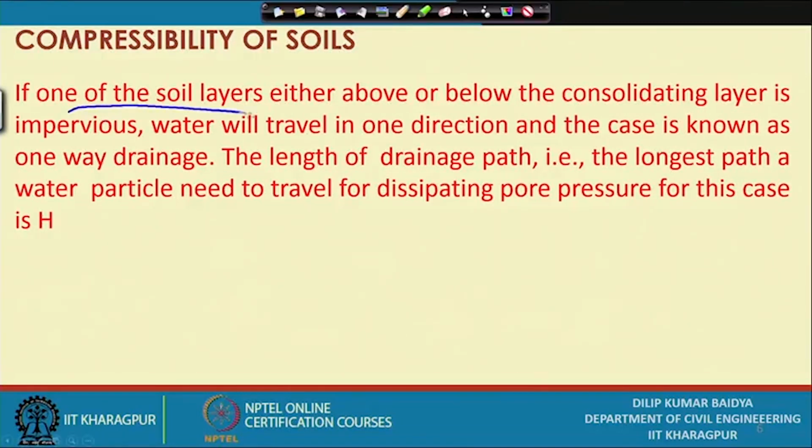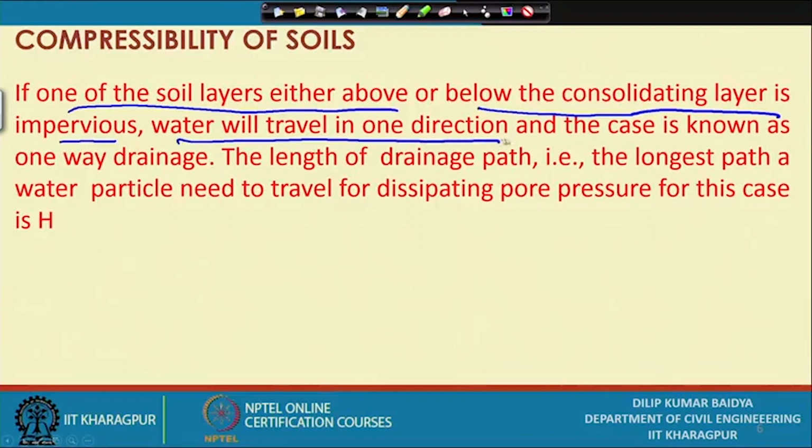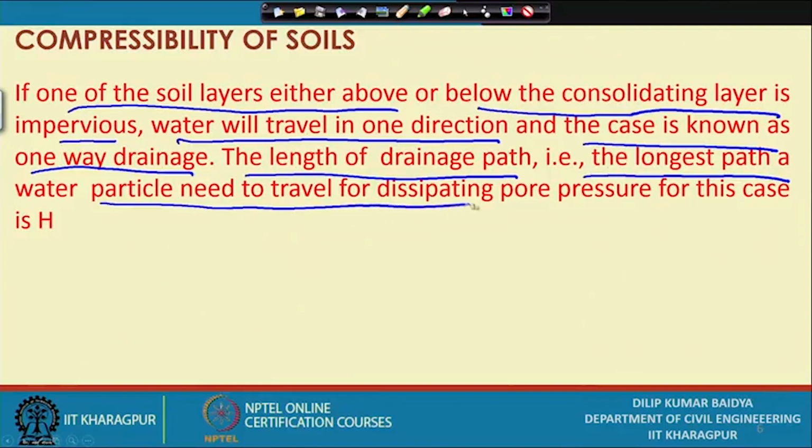If one of the soil layers either above or below the consolidating layer is impervious, water will travel in one direction and the case is known as one way drainage. The length of drainage path, that is the longest path a water particle needs to travel for dissipating pore pressure, for this case is h.